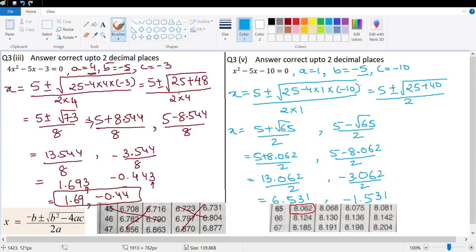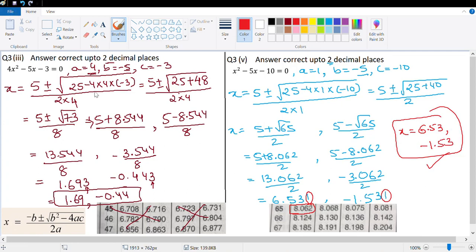1.531. They want the answer up to 2 decimal places, so let's look at the third decimal, which is 1, we do nothing, again 1, we do nothing, which means x is equal to 6.5, or negative 6.53, sorry, they want 2 decimal places, my mistake, 6.53 or negative 1.53. That's the final answer.